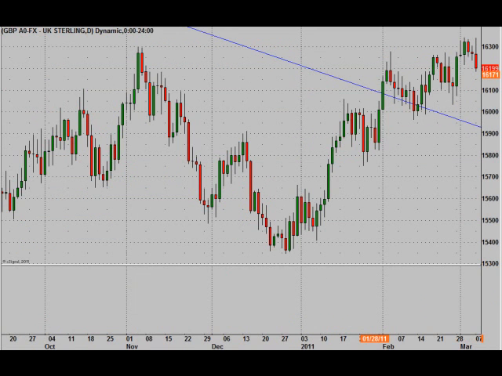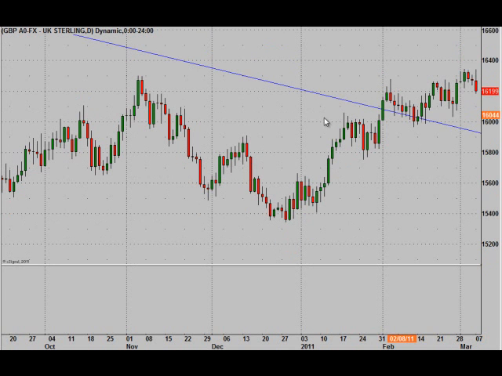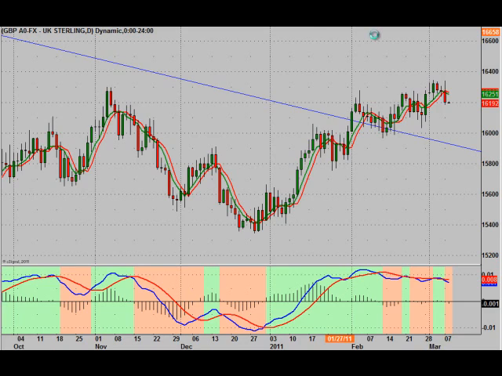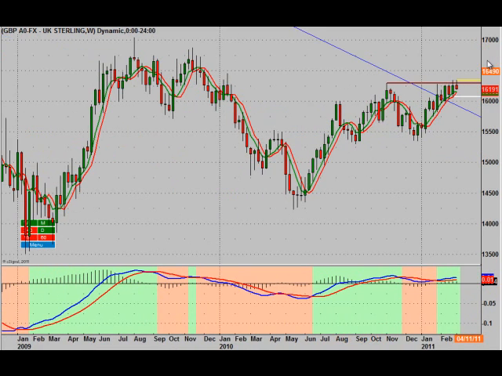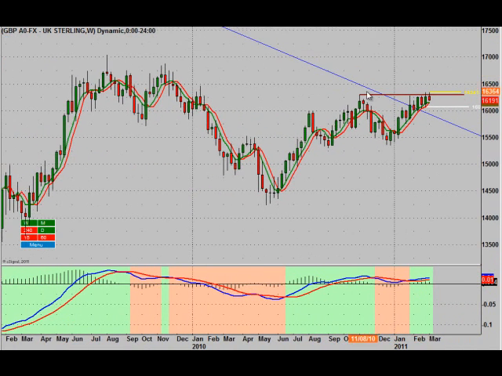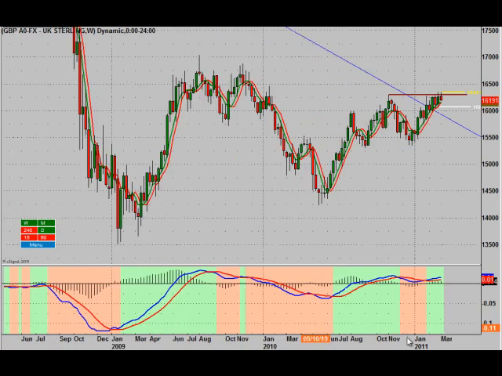Here's the dollar, the pound dollar, and there's another one where, look, you're on that monthly level. Here's the long-term trend line in there.